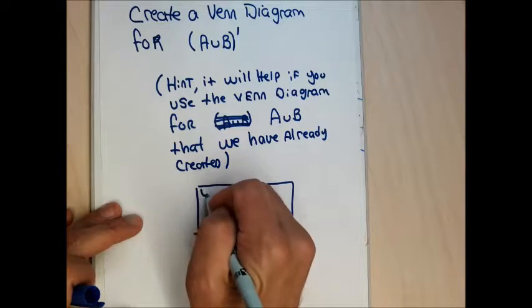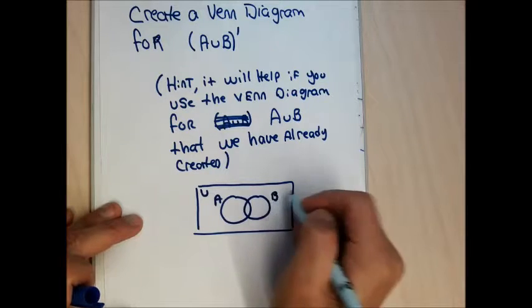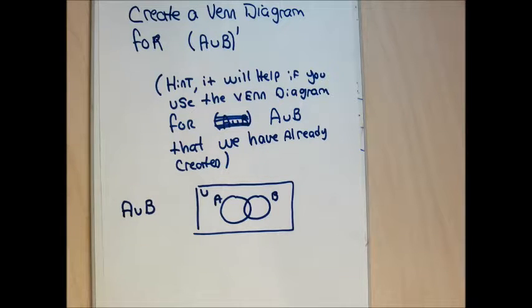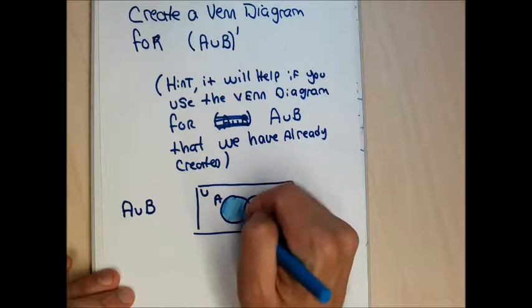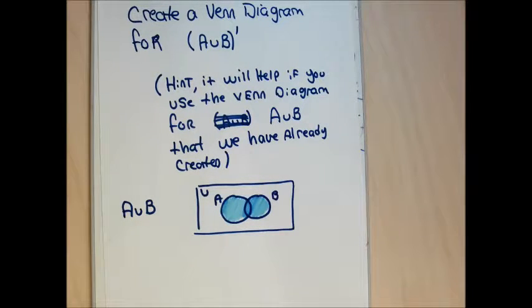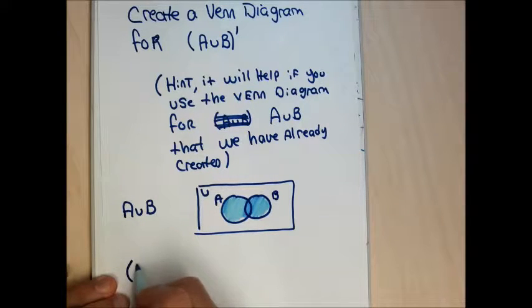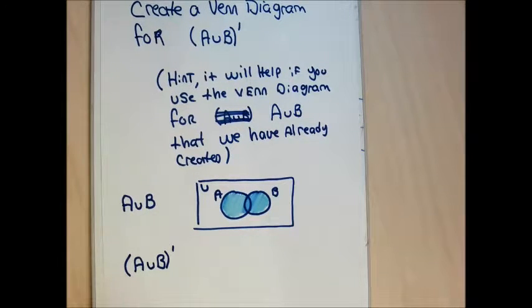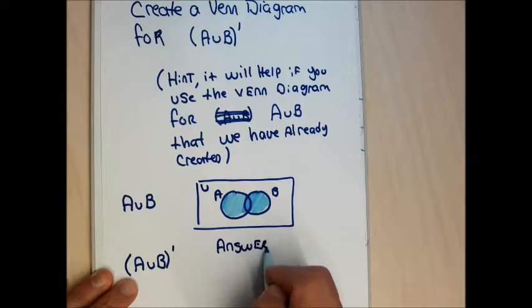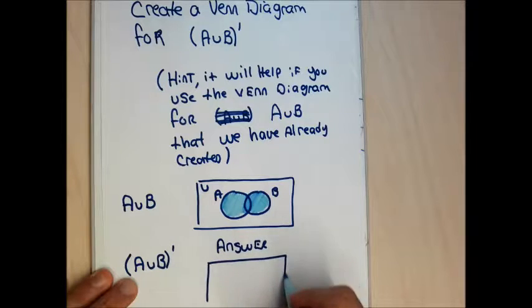So I have my universe, my set A, and my set B, and this is a representation of A union B. It's not what I'm asked to draw for my final answer, but it's going to help me get my final answer. My final answer asks me to take the complement of this set. The complement of any set would be the part of the Venn diagram that isn't shaded when you draw that set. My answer to what the graph of A union B complement is going to be is to find the complement of the graph of A union B.